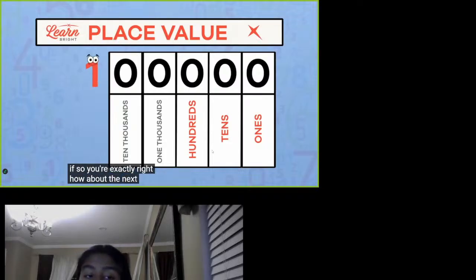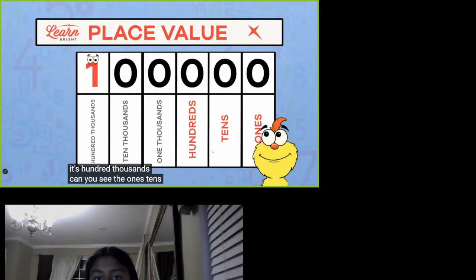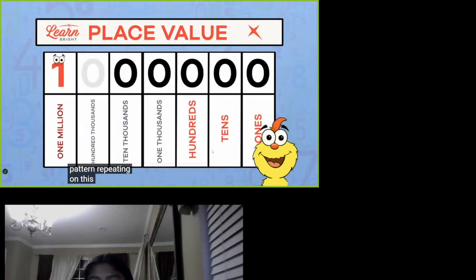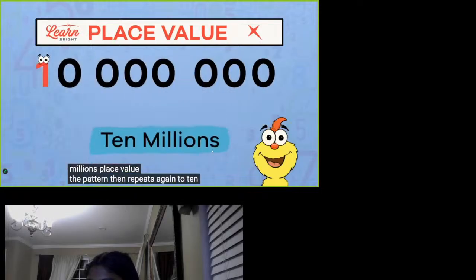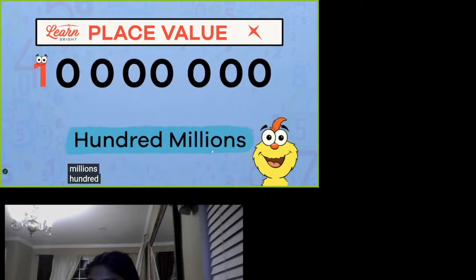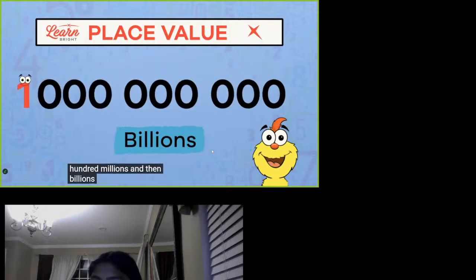How about the next one? It's 100,000s. Can you see the ones, tens, and hundreds pattern repeating? On this next chart, we get to 1 million's place value. The pattern then repeats again to 10 millions, 100 millions, and then billions.